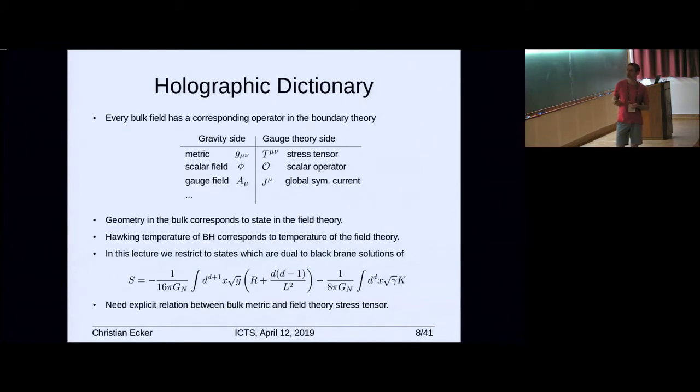In this lecture in particular, we stick to a very restricted form of the gravity action. So we only consider solutions of the following action. It only has the gravitational field in the Ricci tensor, and there are no extra fields like scalar fields or gauge fields in this talk. So what we want to do next is to find an explicit relation between the gravity field, the metric, and the field theory stress tensor.